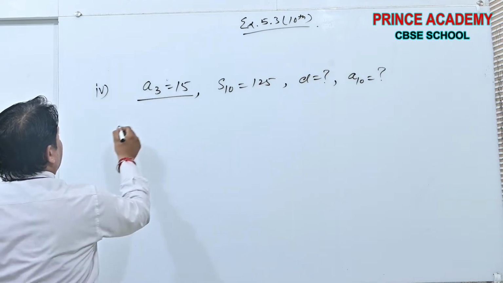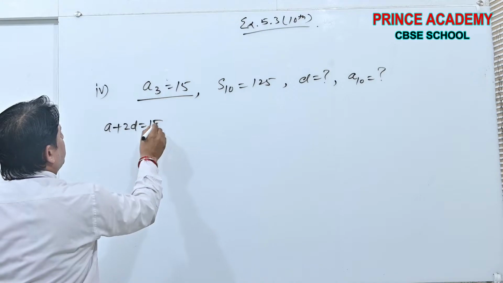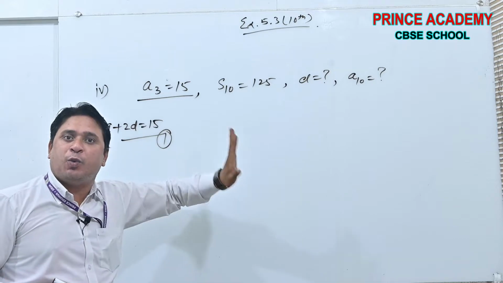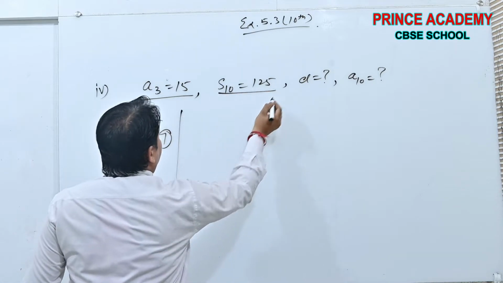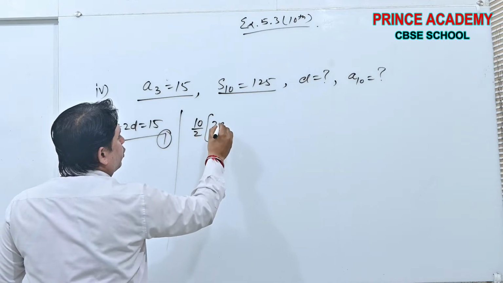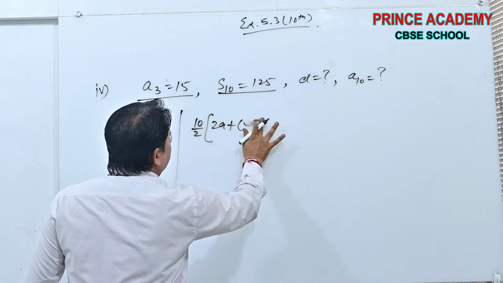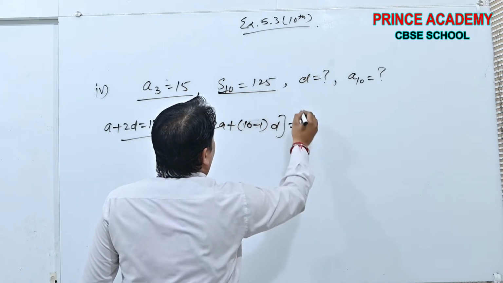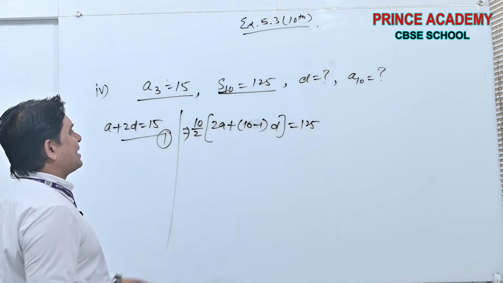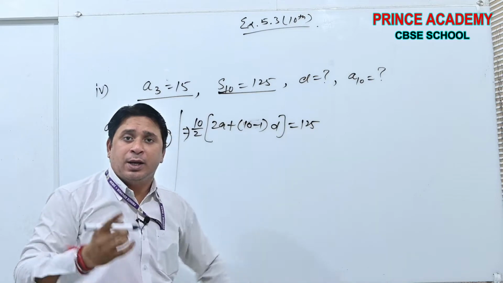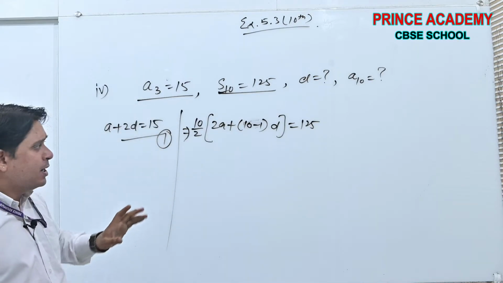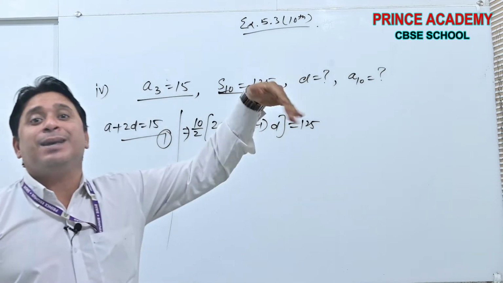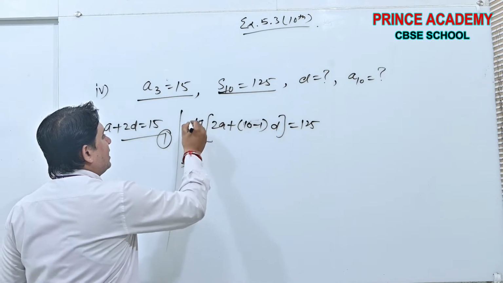See, here can I write A plus 2D is 15? Yes or no? This is equation first. A3 is 15, A plus 2D is 15. Equation first. Done. Now see, S10 is n by 2 into 2A plus n minus 1 into D, n is 10, is 125. Yes or no? See beta, here in this equation A and D are variables. That's why I am using the A and D formula here, the formula which is having A and D, not A plus L.